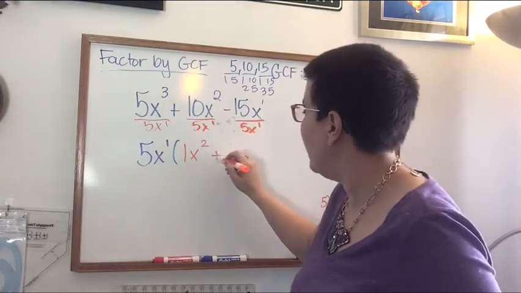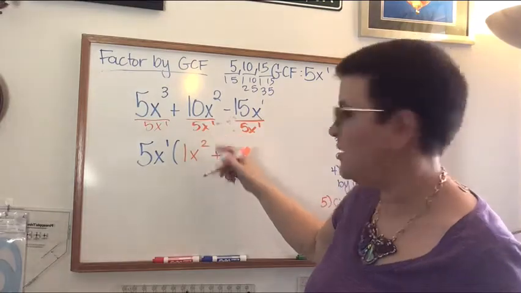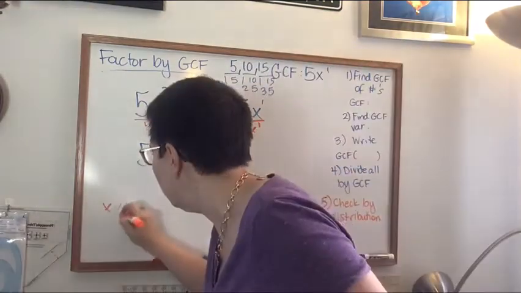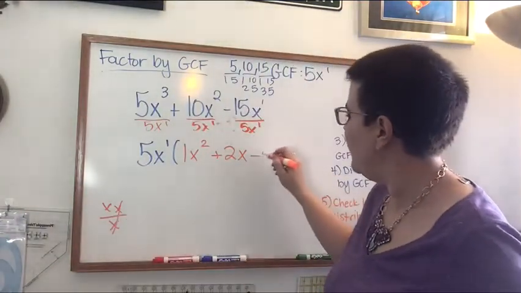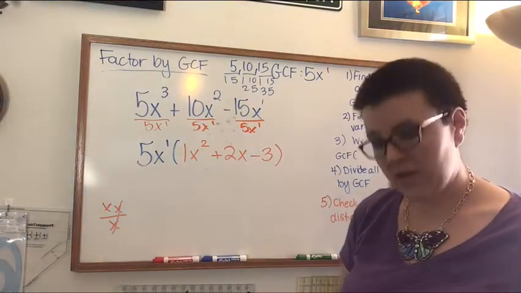Positive 10 divided by 5 is a positive 2. X squared divided by x to the first, we take 2 minus 1, which is x to the first, right? We have 2 on top, 1 on the bottom. Cancel. And then negative 15 divided by 5 is negative 3, and x to the first over x to the first disappears. So that is my answer.